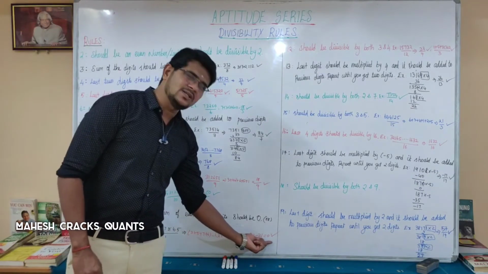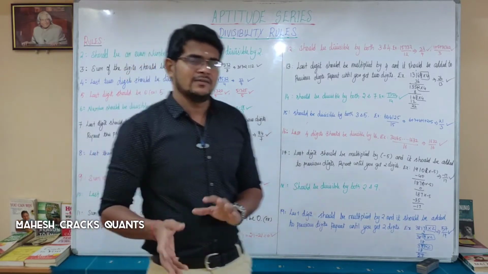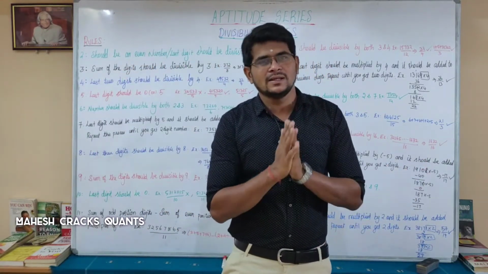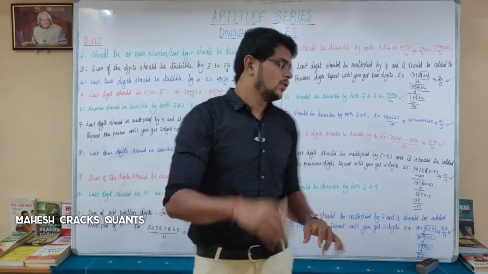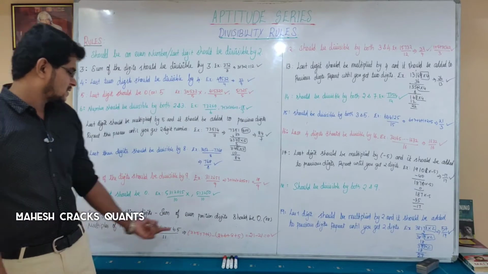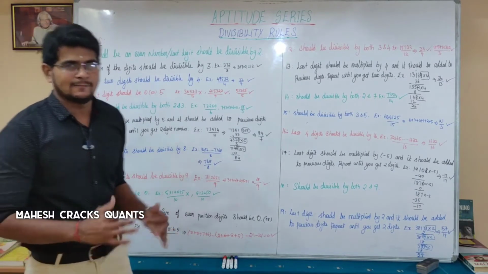That difference should be 0 or a multiple of 11. Whether it is minus or plus doesn't matter. The difference should be a multiple of 11 or 0. Here, 21 minus 21, so you are getting 0. So this number is divisible by 11.